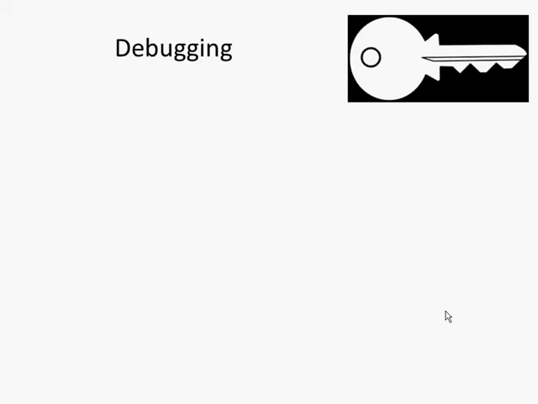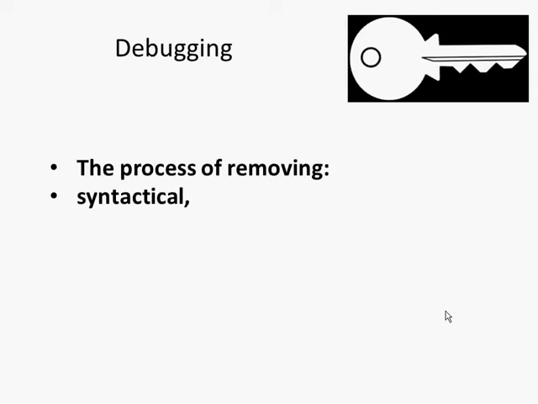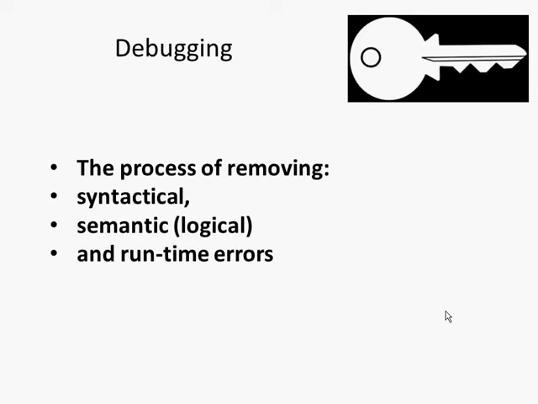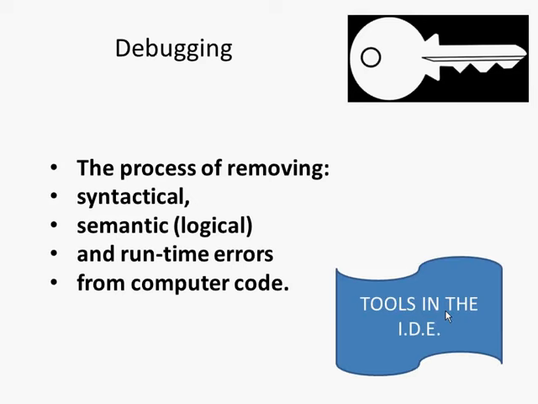So what is debugging? Well, we can say this is the process of removing syntactical, semantic or logical, and runtime errors from your computer code. And where does all this happen? Well, debugging is tools in the IDE, the integrated development environment, to help us look through our code, find the errors and solve them.